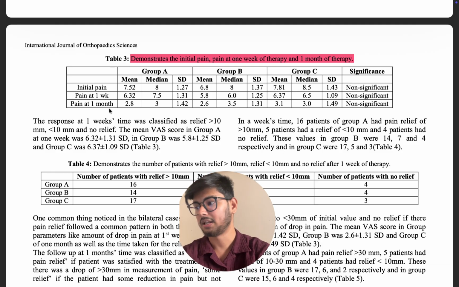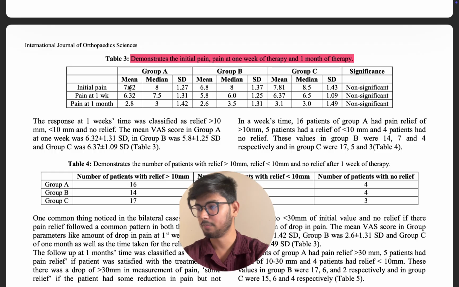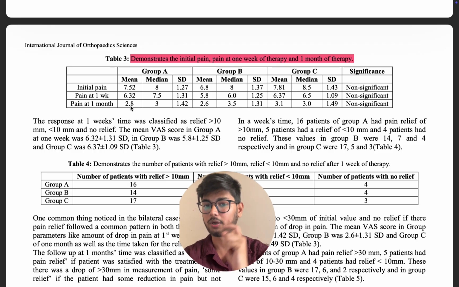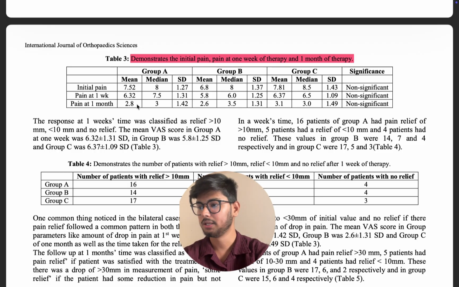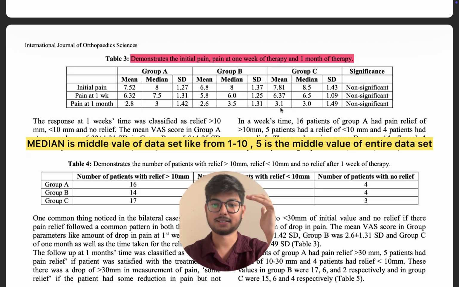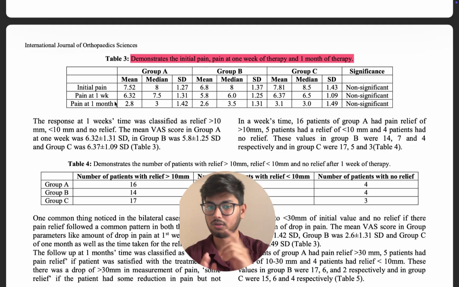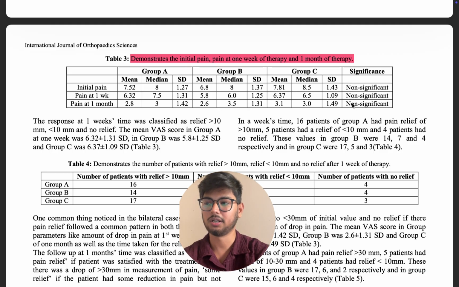Okay, and after 1 month you see the significant reduction of pain if you compare 7.5 to 6.32 and 2.8 in group A. Then in group B 2.6, and in group C 3.1. So in all the groups the pain has reduced significantly. That means contrast bath really works on plantar fasciitis. But is there any statistical major difference between all the three different regimes? No, a non-significant difference is there.